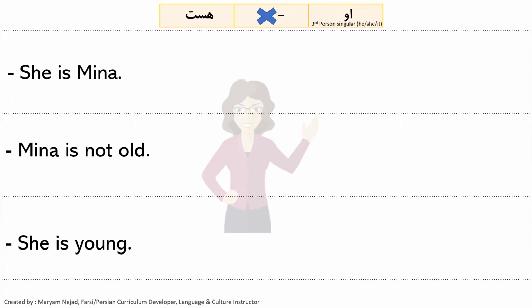Now let's go over to the subject pronoun او. No conjugation for او. So now we want to say she is Mina. او Mina هست. Next one, Mina is not old. Old is pir. You might have heard about qadimi, but qadimi is only for objects. We do not use it for people.